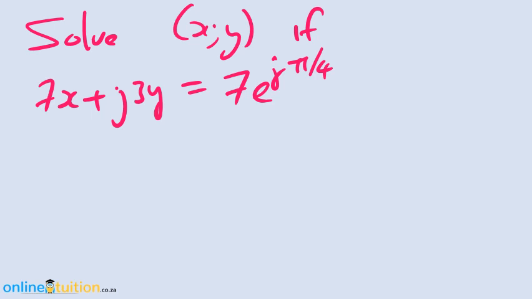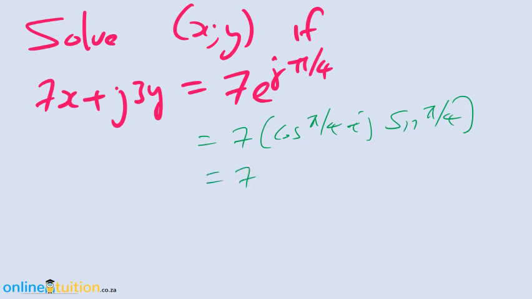Okay, let's have a look. 7x plus j3y equal to 7e to the what? Oh yes, that's j pi by 4. Oh my goodness, look at that writing. 7, but we know this is cos of pi by 4 plus j sine of pi by 4. We must be fluent in mathematics. We've done so many lectures now on complex numbers, so the fluency must come out, the elegance, the beauty.